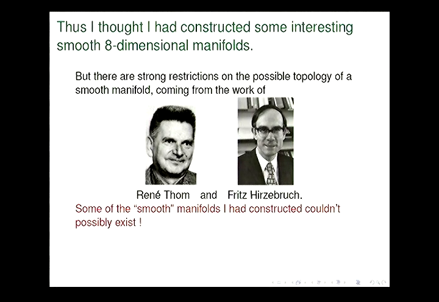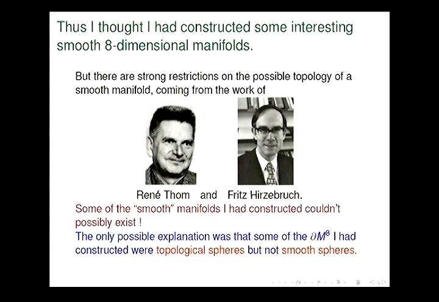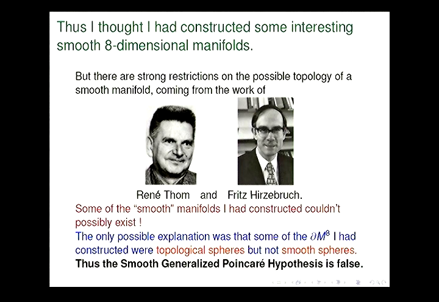So I was left in a quandary for a while, but the only way I could figure it out was by assuming that this map between the topological 7-sphere and the honest 7-sphere could not possibly be made smooth. I'd proved they were homeomorphic using Reeb's argument, but there had to be some obstruction, something stopping it from being a diffeomorphism. So what this showed was that the smooth generalized Poincaré hypothesis is just false in dimension 7.